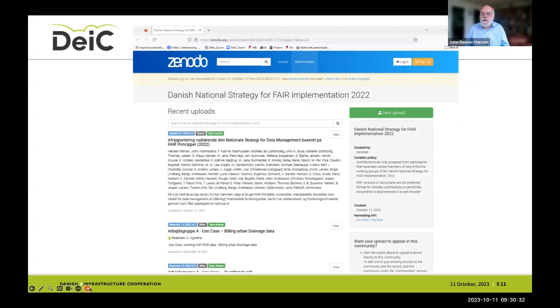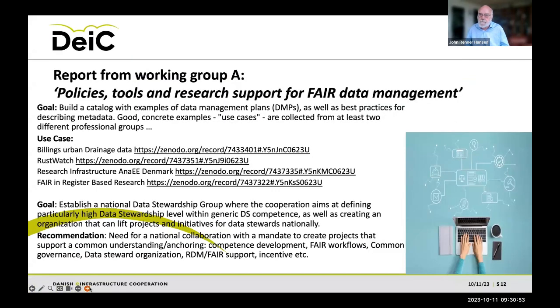If you push this button here, you get into Zenodo, and as you can see there, it was opened the 12th of October last year, so it has existed for exactly 1 year since Sandra opened this page. Feel free to go in. Some of it is unfortunately in Danish, but most of it is in English.